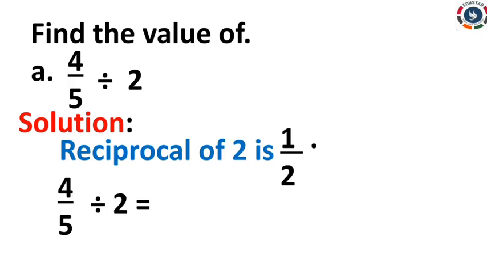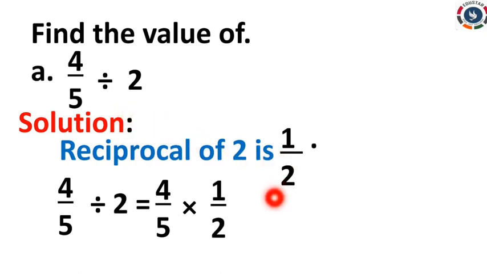4 by 5 divided by 2 is equal to: the first fraction you write as it is, no change. Write the numerator and denominator as given. So 4 by 5, and instead of the divide symbol we write multiplication. Then you write the reciprocal of the second fraction. What is that? 1 by 2.